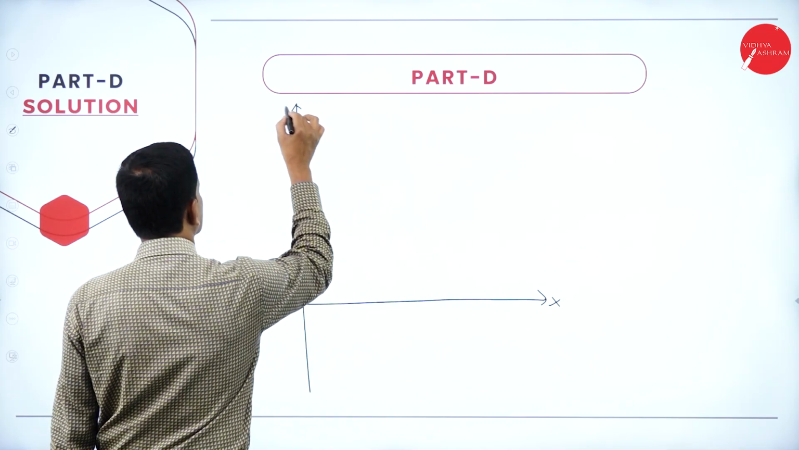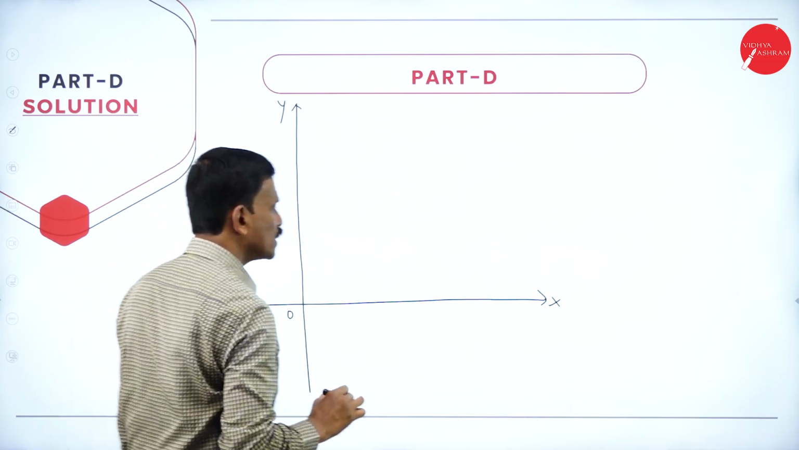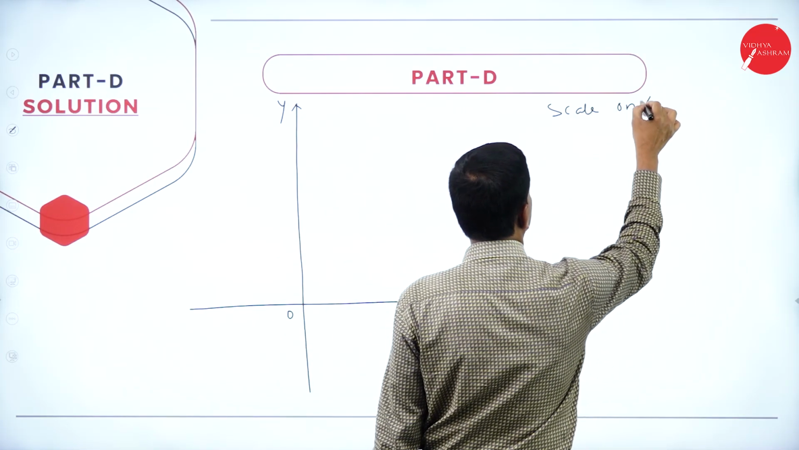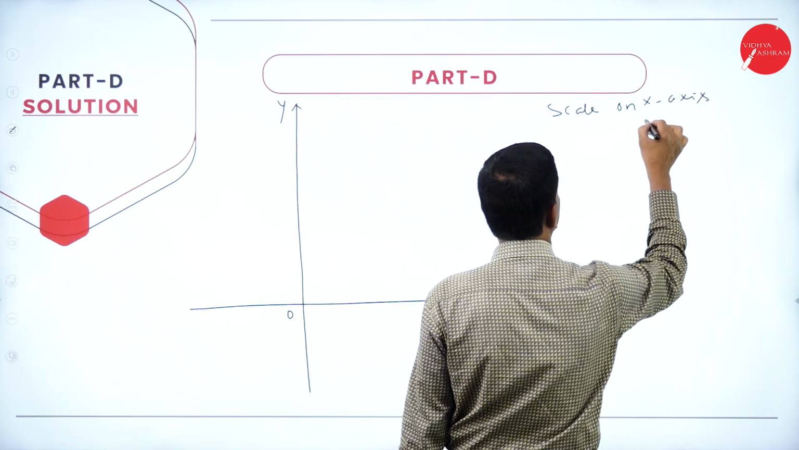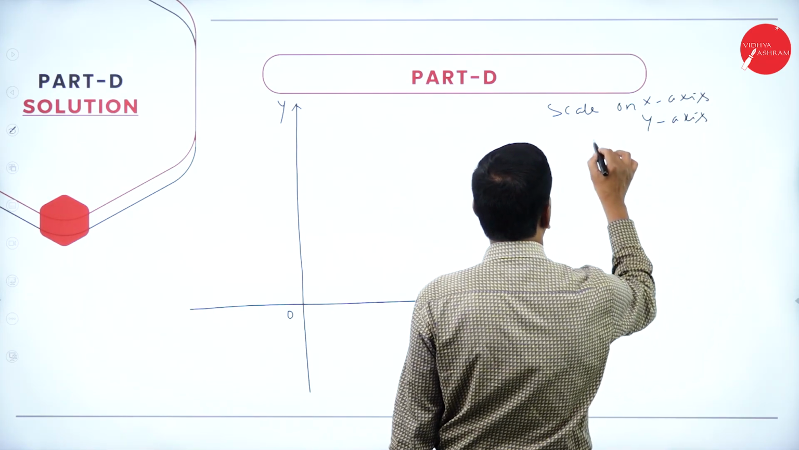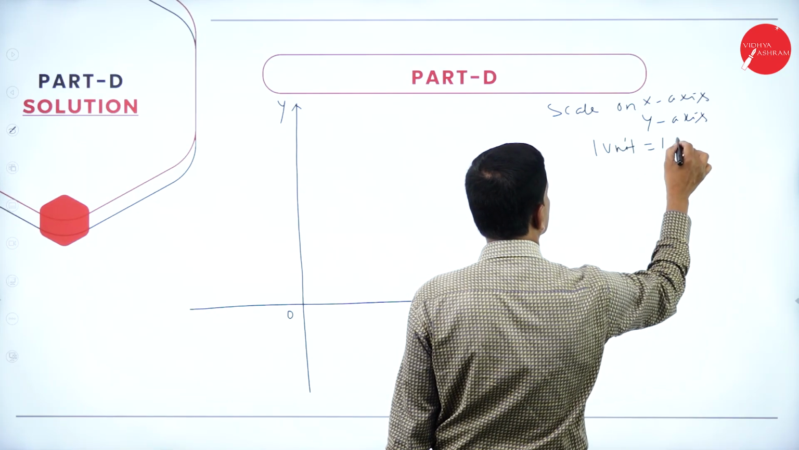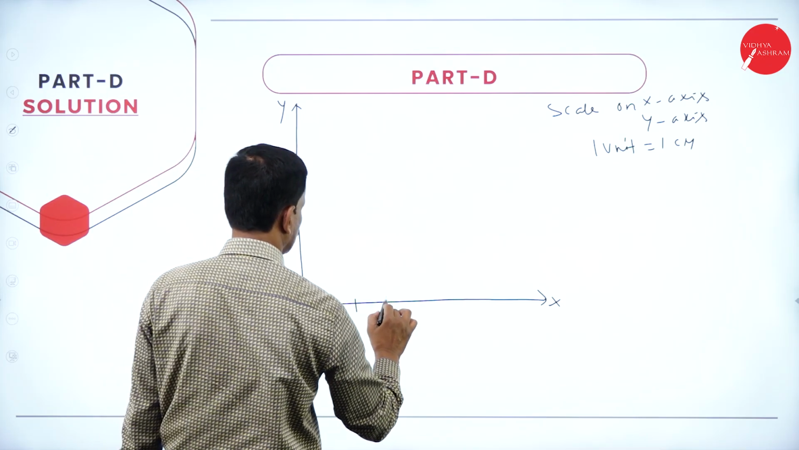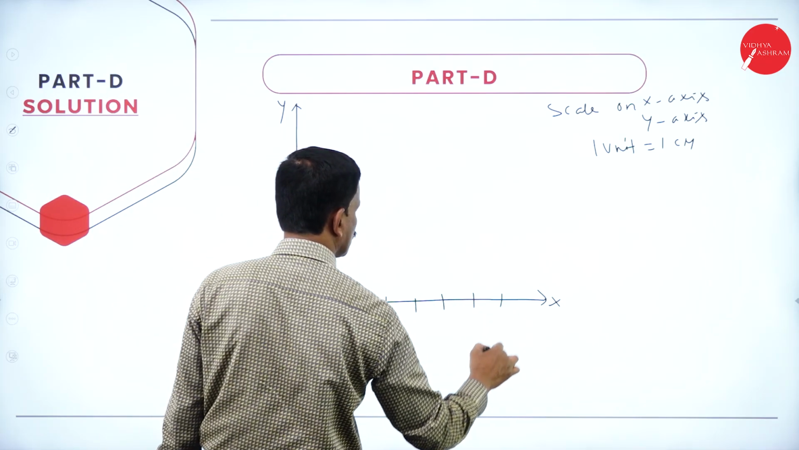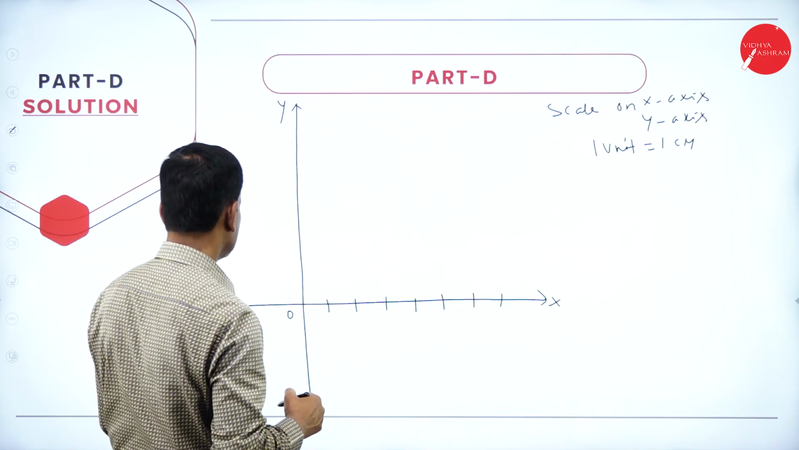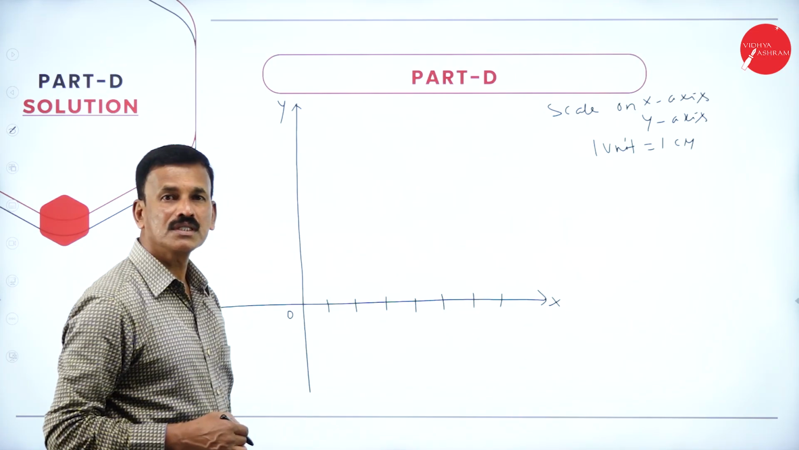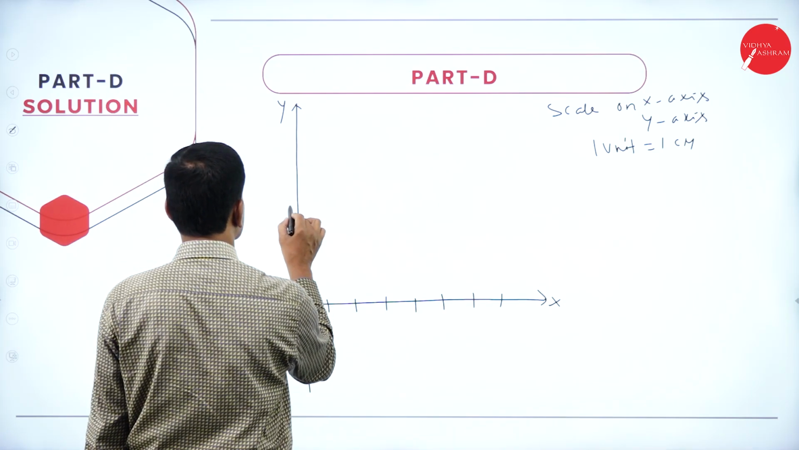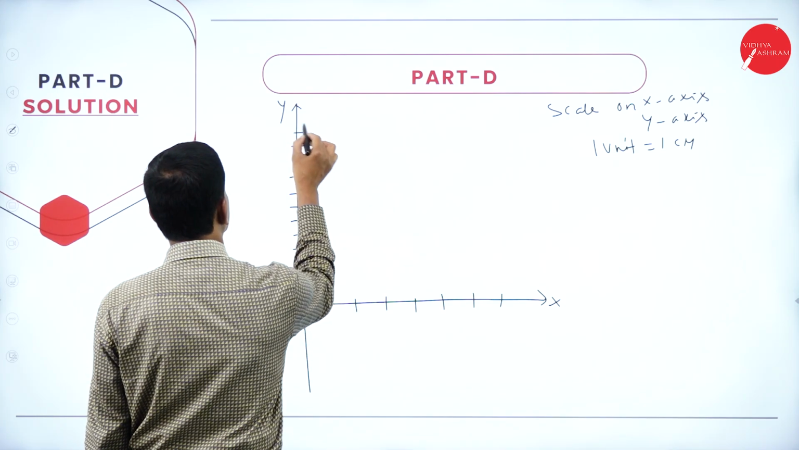X-axis, y-axis, 0. Let us take a suitable scale. So scale on the x-axis and y-axis, 1 unit is equal to 1 centimeter. So 1, 2, 3, 4, 5, 7. Maximum how much we have? 12 on the y-axis. So this is 1, 2, 3, 4, 5, 6, 7, 8, 9, 10, 11, 12, 13.